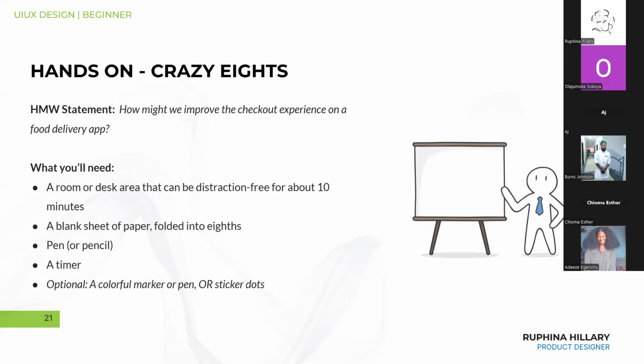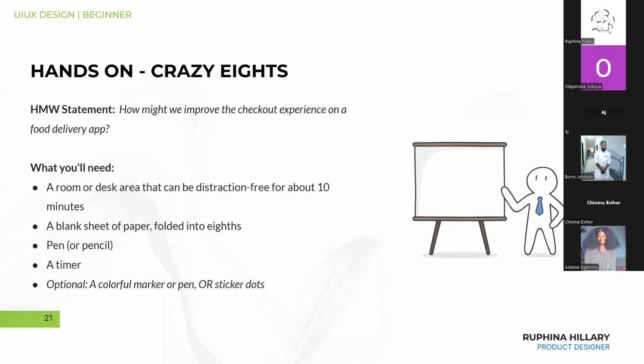You need a room or a desk area that is free of distraction for about 10 minutes, a blank sheet of paper. You can decide to do it digitally using your Figma application or your FigJam application, you can decide to do it on your phone, or physically with pen and paper. So depending on how you want to follow along, you can choose any one.